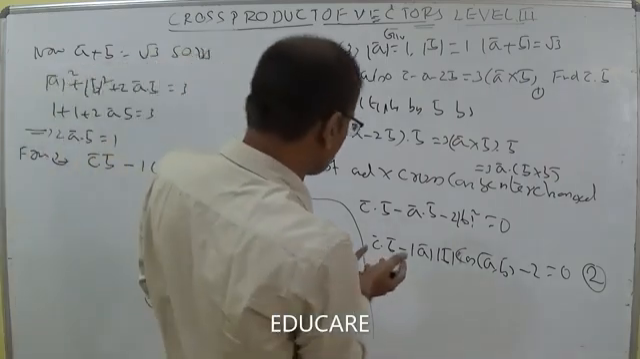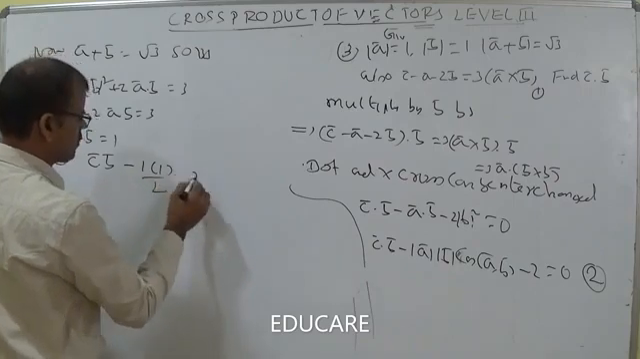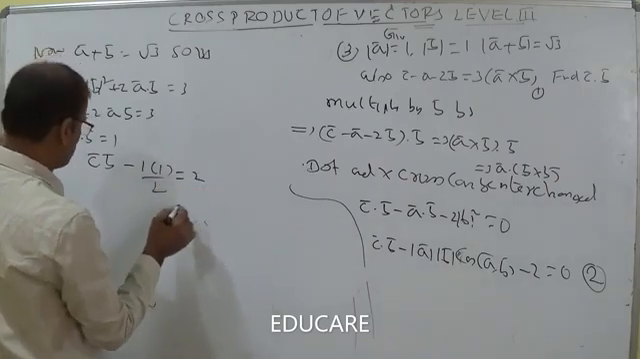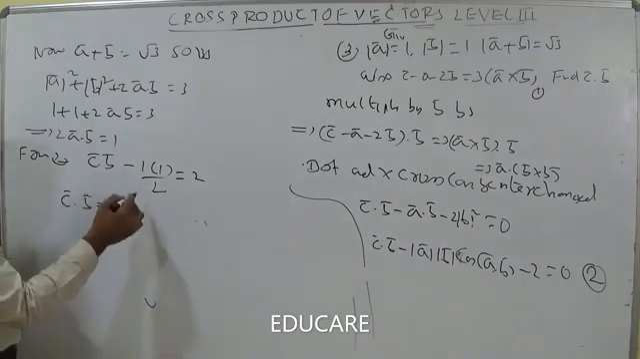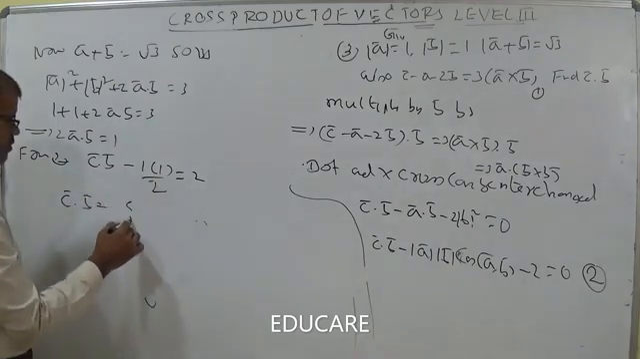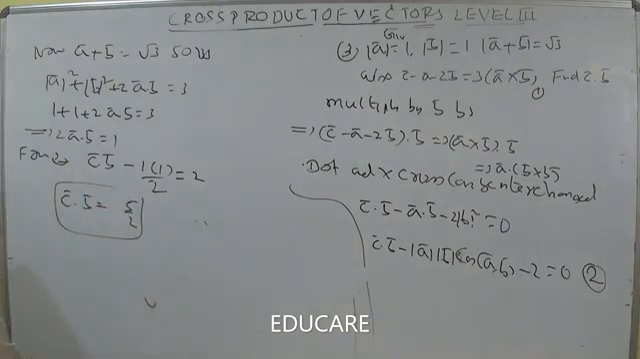Simply you can write, there is no need for cos. Directly 1 by 2 you can write. 1 by 2 is equal to 2. So c bar dot b bar is equal to 1 by 2 plus 2, you can write 5 by 2. The value of c bar dot b bar is 5 by 2. Yes, fourth option we got.